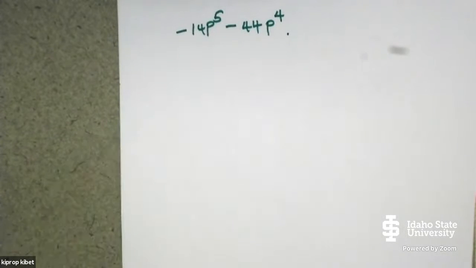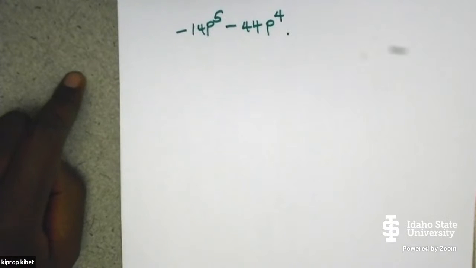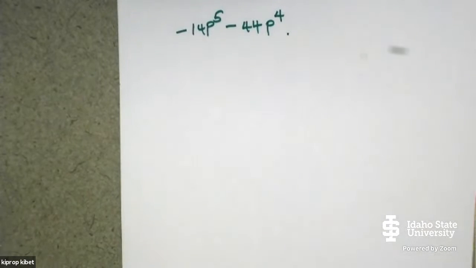So looking at this, before you even do anything, what is our greatest common factor? What is our greatest common factor? Negative 2p^4? No. Before we even calculate it, what is our greatest common factor? Negative, right? You can factor out negative. Then you do the same way like what we did.